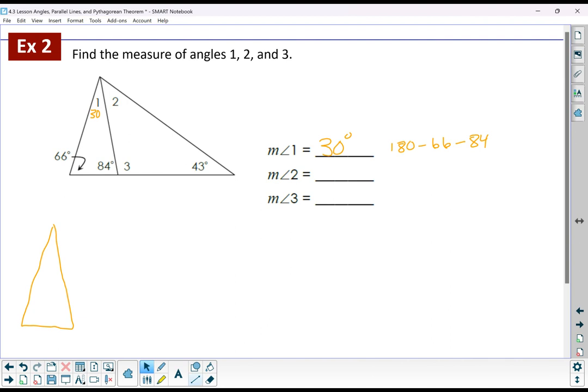I'm going to find angle 3 next. Angle 3 we can find by using this straight angle right here. We know that angle 3 and that 84-degree angle have to add up to 180. So if we do 180 minus 84, that will give us the measure of angle 3. That's 96 degrees.